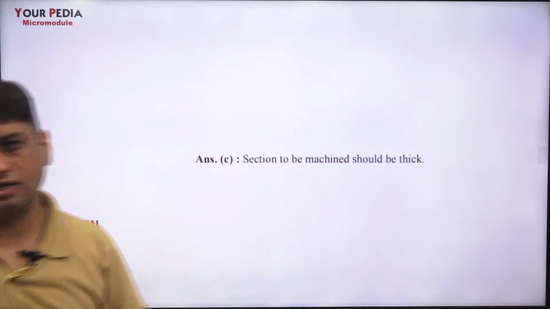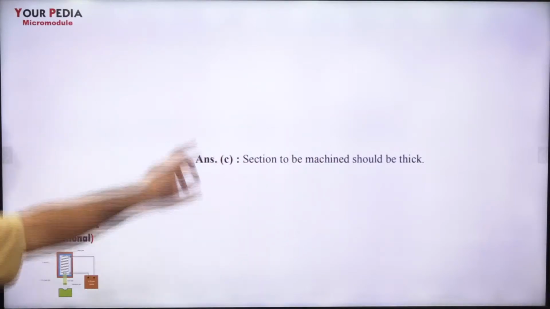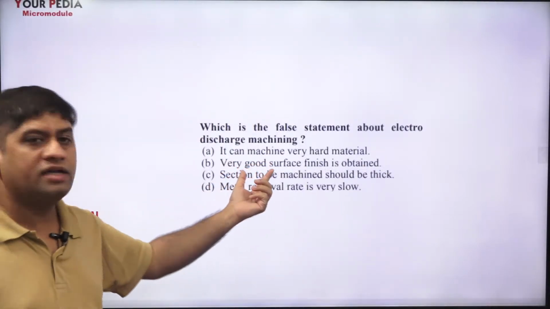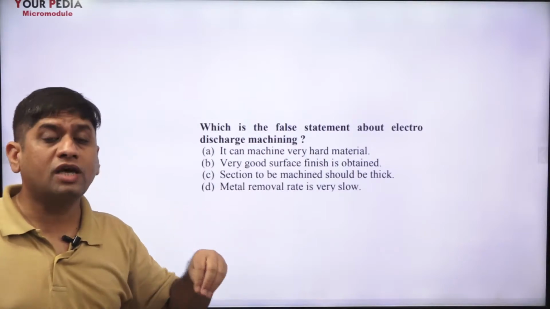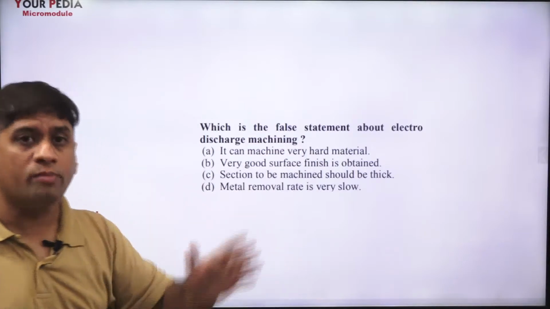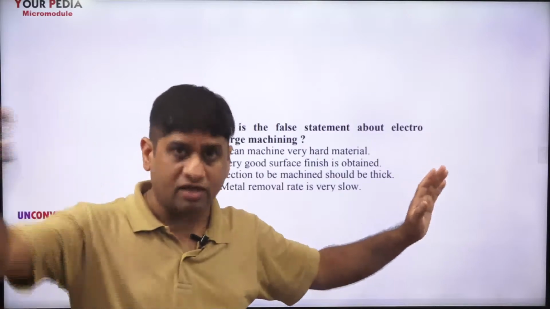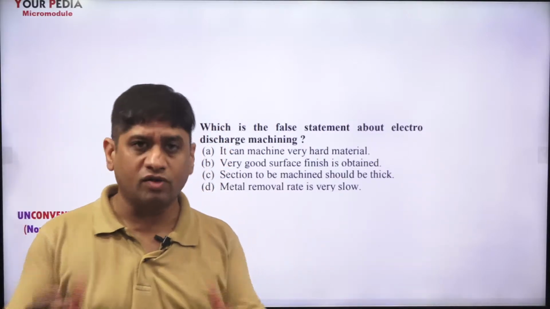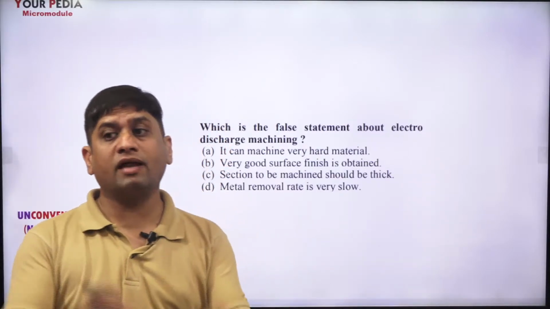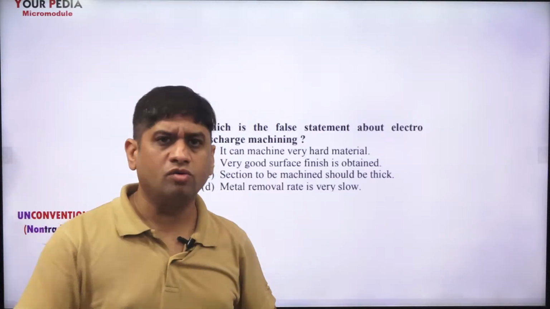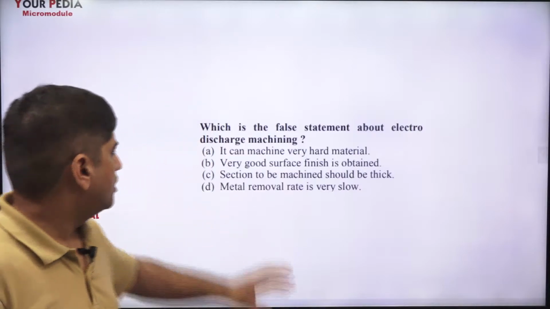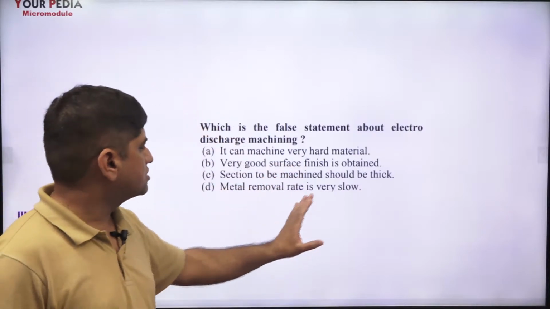Most incorrect is C. You will say, sir, you have told that in electric discharge machining the surface quality is not very good because craters are produced. But you see, with what are you comparing? Are you comparing EDM with ECM or other non-traditional machining? Then what you are saying is true. But if you are comparing it with the turning operation, then you get better surface quality. So the most incorrect among all is that the section is to be thick.